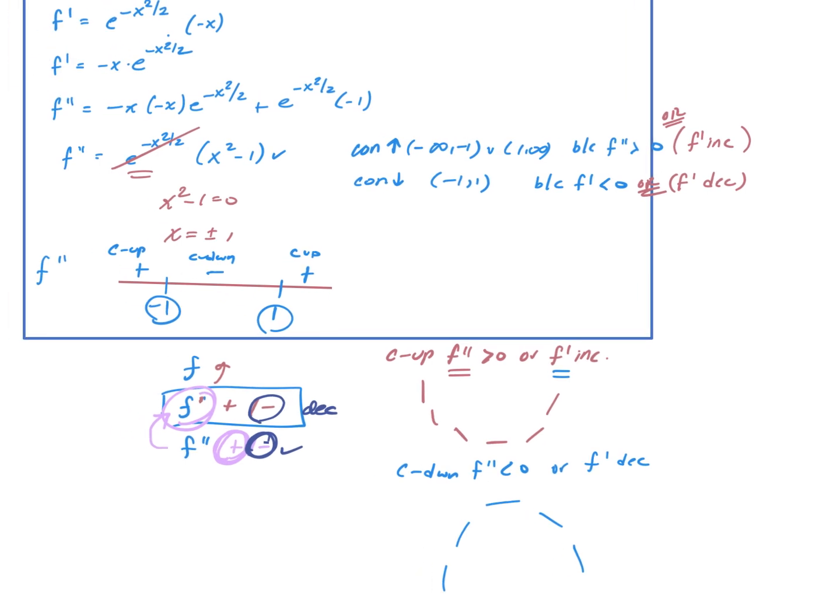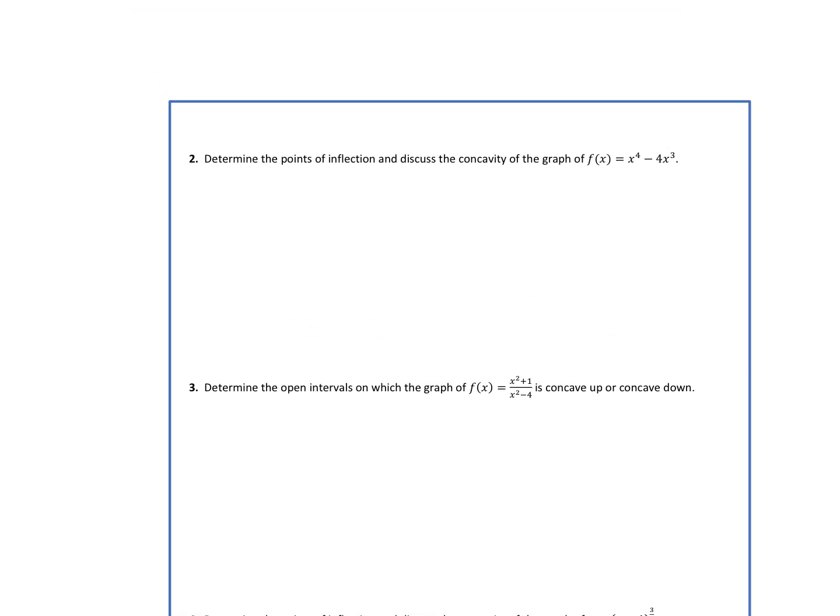And then we'd say points of inflection occur at x equals -1 and x equals 1. We'd say because f double prime goes from positive to negative and negative to positive at x equals 1 and x equals -1. If you could be more specific, you could say at x equals -1, it goes from positive to negative, and then at x equals 1 from negative to positive.